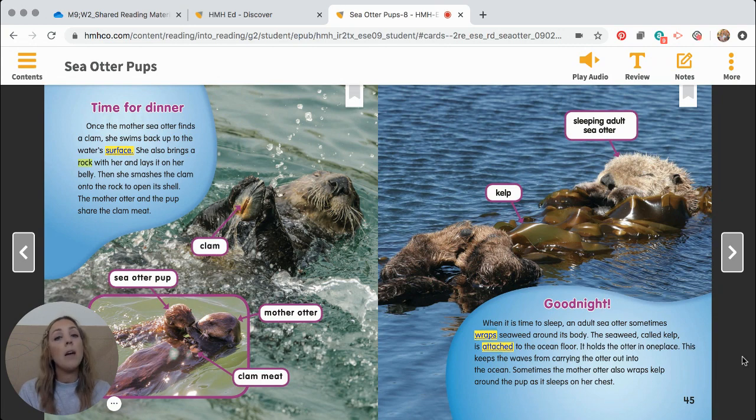sleeping. Now I want you to go back into the text and underline the sentence that tells us how. Why is it that the sea otters use the seaweed or kelp? How does it help them survive? Go ahead and underline it or highlight it in your text.